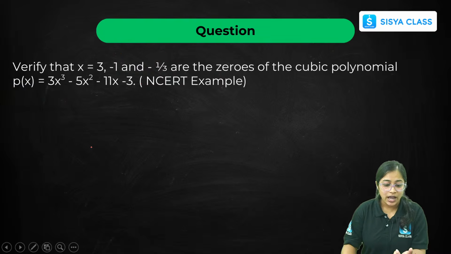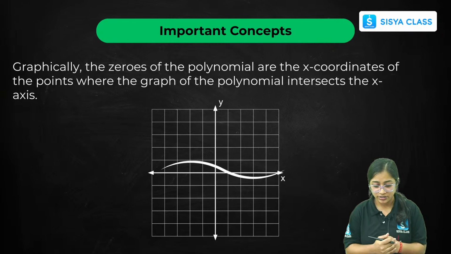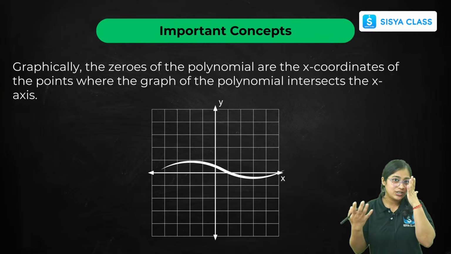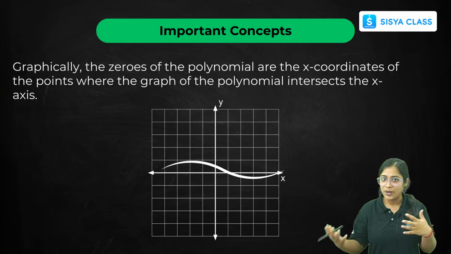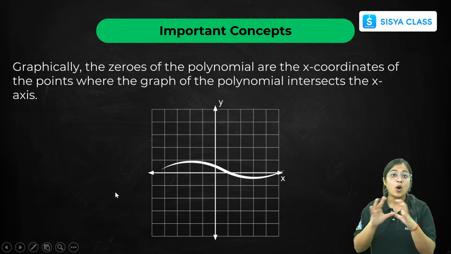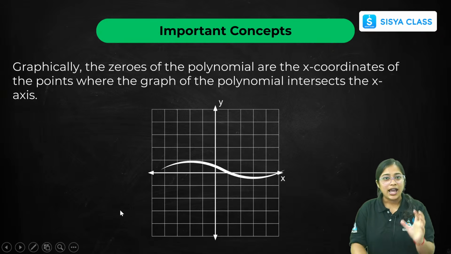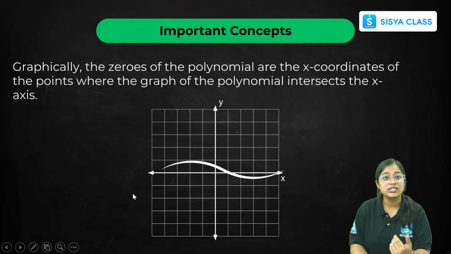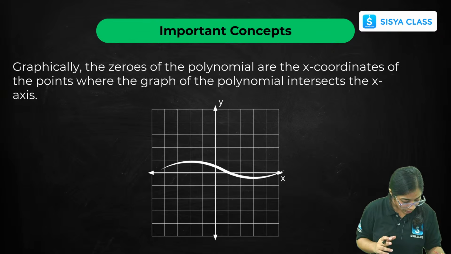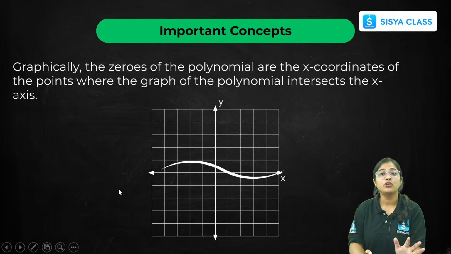Now let's see what the geometric meaning of zeros of a polynomial is. For example, suppose you are not able to compute the zero of your polynomial. We will see different methods of how to compute the zero of a polynomial. But in that case, how will you find how many zeros your polynomial has? You can find the zeros by looking at the graph of your polynomial.